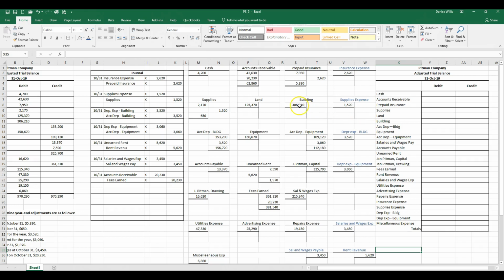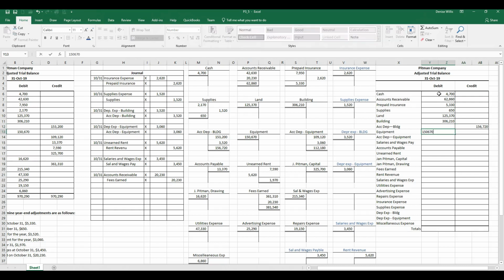So all I'm going to do now is drop in the balances according to these T accounts. Cash has a $4,700 debit balance. Accounts receivable is $62,860. Prepaid insurance is $53.30. Supplies are $650. Land $125,370. If I'm going too fast, hit the pause button every now and then as you're trying to copy this in. Building $306,210. Accumulated depreciation, make sure you're on the credit side for that. That is a credit balance, $156,720.